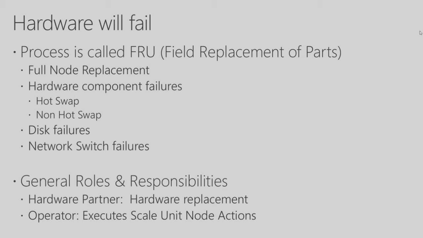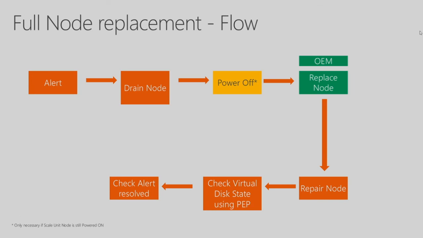Now, touching on roles and responsibilities of the process. The hardware partner's responsibility is the hardware replacement. The Azure Stack operator's responsibility is executing the node action provided through Azure Stack, either UX or PowerShell. So how do those processes look? Let me give you an overview. The first one is a full node replacement. The scenario starts with an alert. You get an alert in the system that a node might be down or experiencing issues, and you know it has to be replaced.